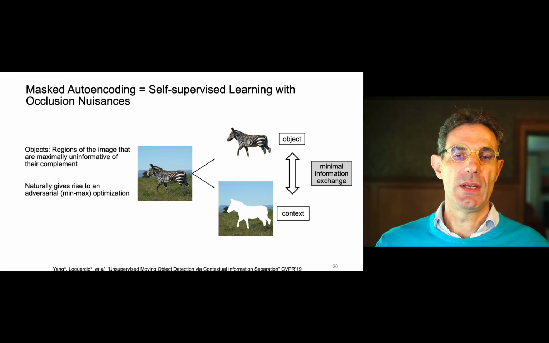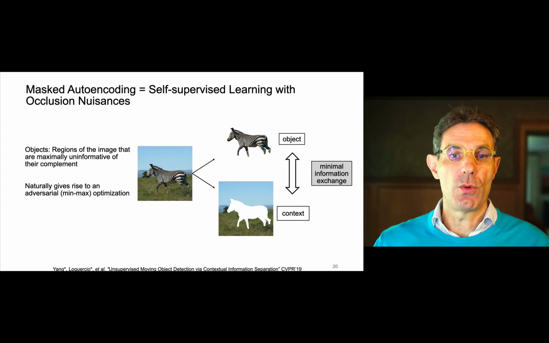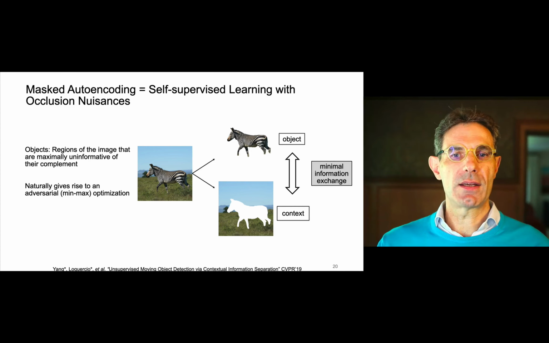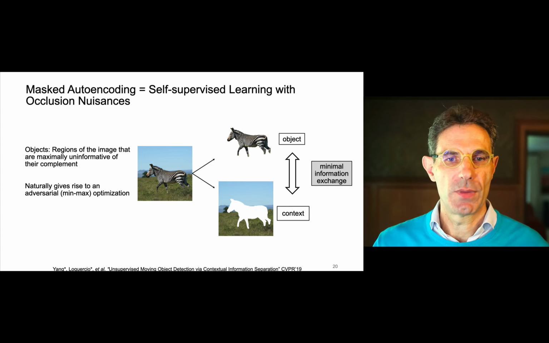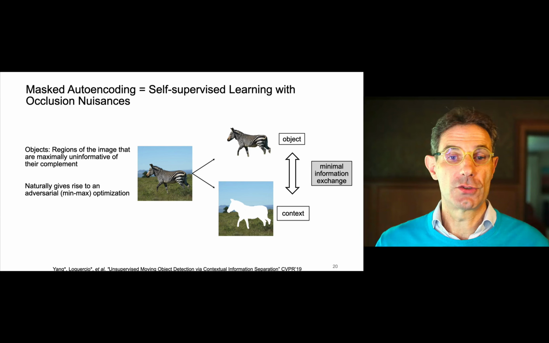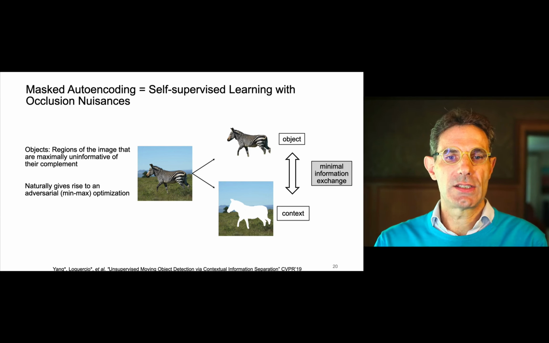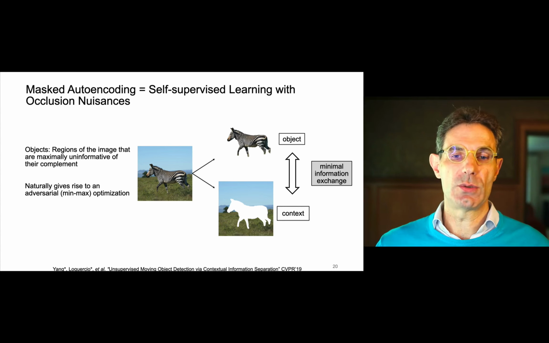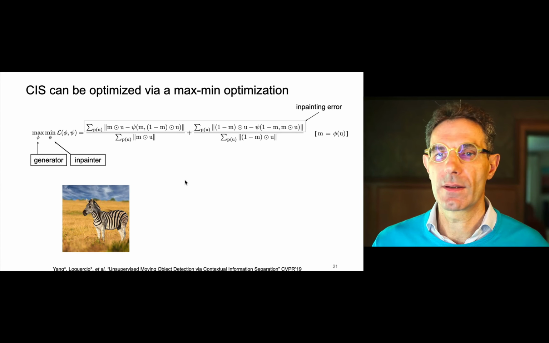And the hypothesis that gives you the worst possible reconstruction is the one that makes the foreground and the background uninformative of each other. They're independent in some sense. And so those are the objects. Once projected on the image, they make the inside of the image as uninformative of the outside as possible, and vice versa.